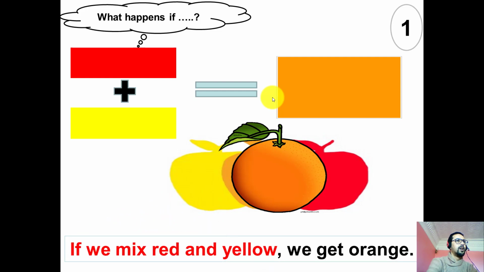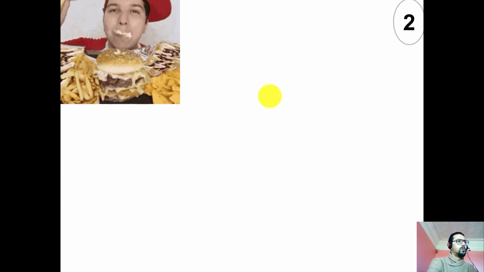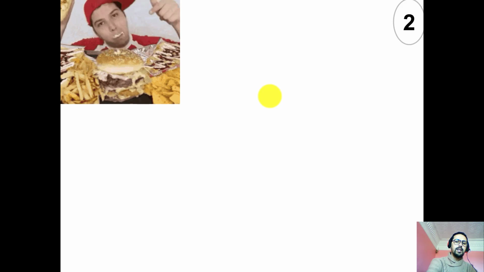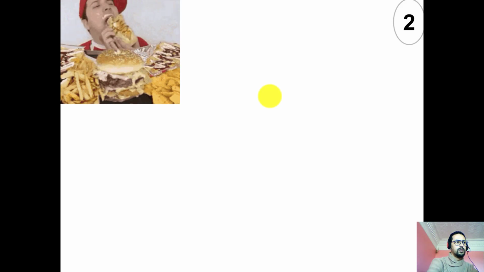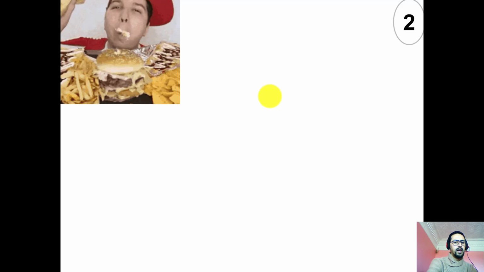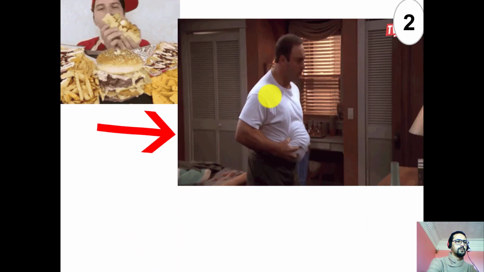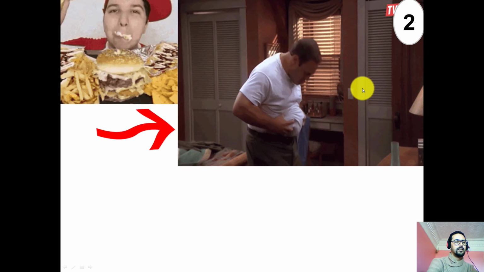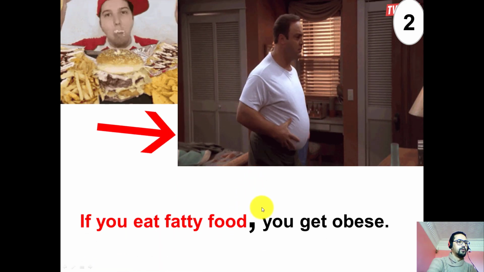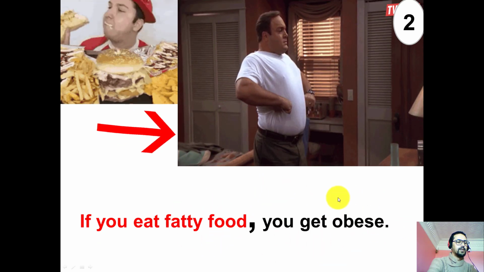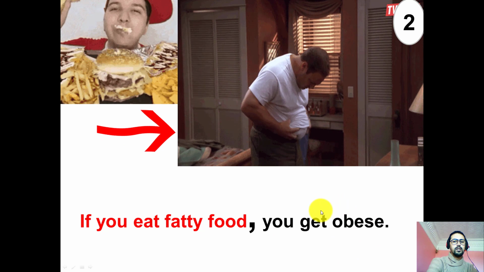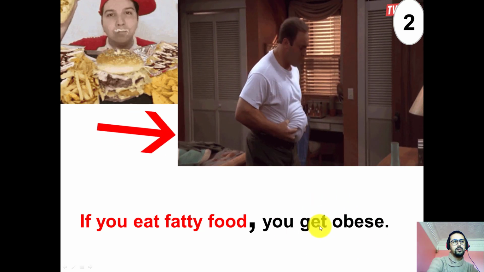Great. We're going to see other pictures and I want you to think about what happens in the following conditions. For example, what happens if you eat a lot of fast food or fatty food? Great. You get obese. If you eat fatty food, you get obese. This is a general truth. All people can agree on this.